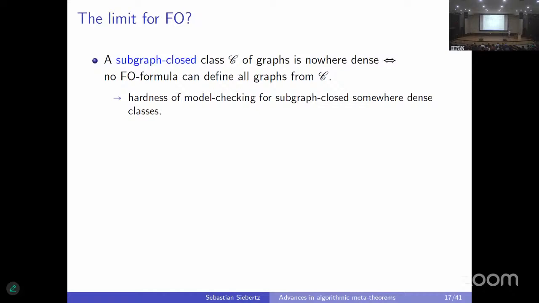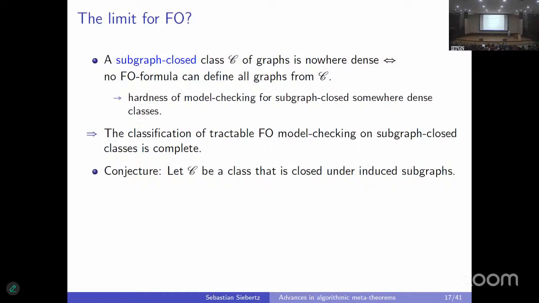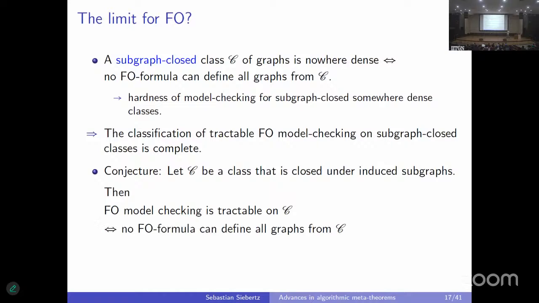So we have the limits of nowhere dense to know that there are such graphs. And for subgraph closed classes, we were down here, the classification is complete. We cannot go further, we don't know that there are examples. And now looking at the theorem that we have for CMSO, we had tractability when we couldn't define all graphs from a class. We want to project the same for first order logic. So let's make a class of the so reduced subgraph now. And we conjecture that model checking for first order logic would be tractable on those classes where no formula can define all graphs.